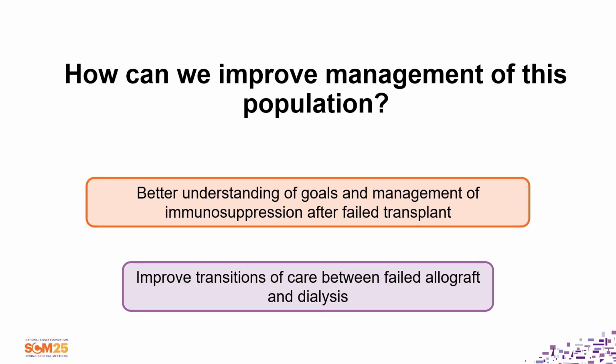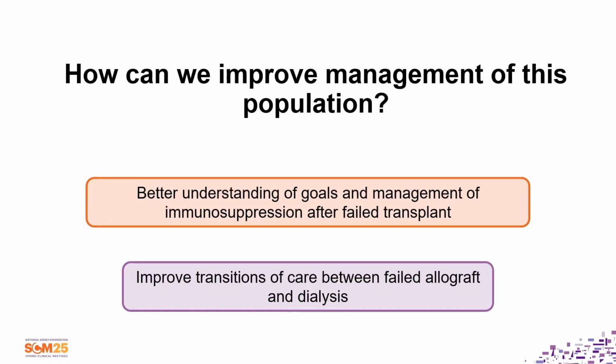So now that we know some of the risks of staying on immunosuppression and some of the benefits, how can we actually do something that's going to make a difference in our patients? I think the goal really is to better understand what we want to do to manage immunosuppression once the transplant fails, and the immunosuppression management we'll talk about is going to be a really personalized approach.